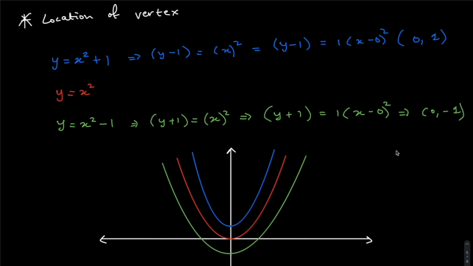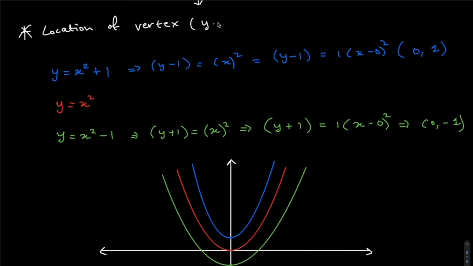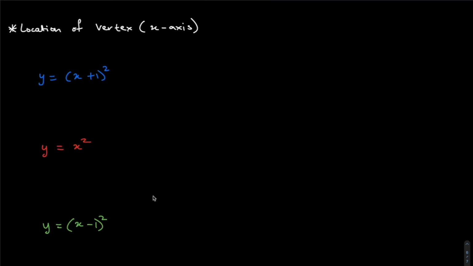All right. So now let's look at, again, the location of the vertex, but this time on the x-axis. So this was on the y-axis. Now let's look at the location of the vertex through the x-axis. So I have the three different parabolas here. One is my standard parabola, y is equal to x squared, and then I'm going to talk about these different parabolas with respect to the one on the right.